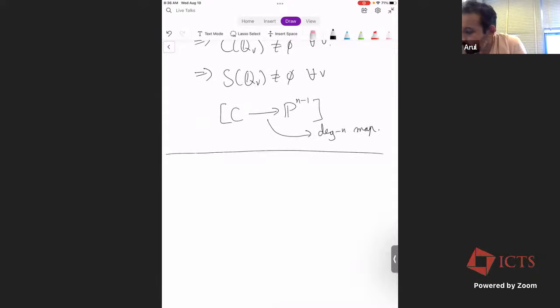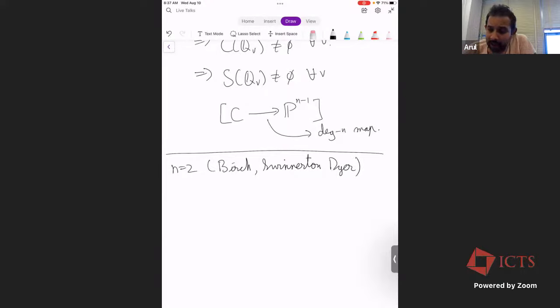Okay. So let's understand what happens in the low degree cases. When n is equal to 2, this entire theory was worked out by Birch and Swinnerton-Dyer, who used this correspondence to explicitly compute the 2-Selmer groups of elliptic curves, using which they computed the ranks of elliptic curves, and with that data, they formulated the BSD conjecture.